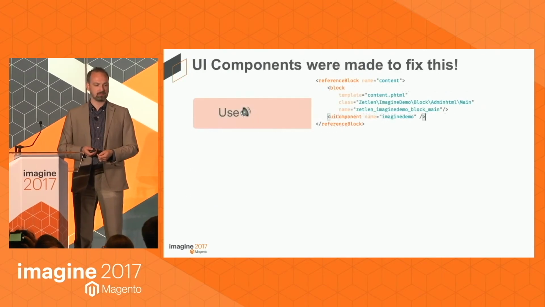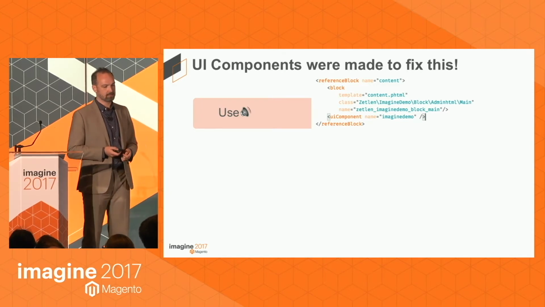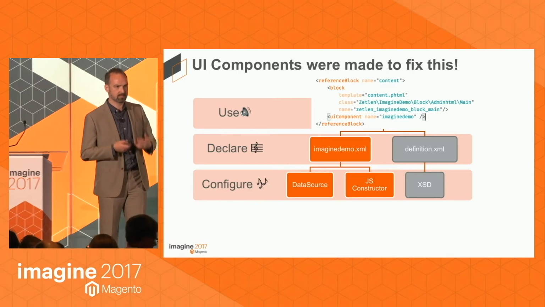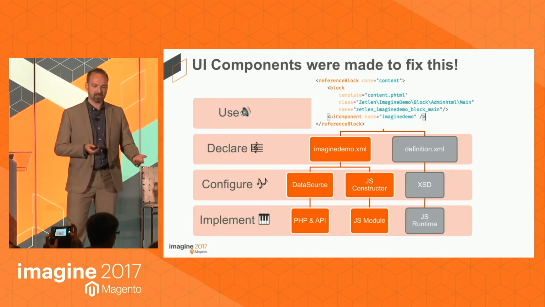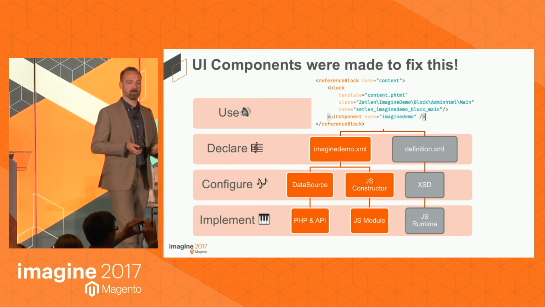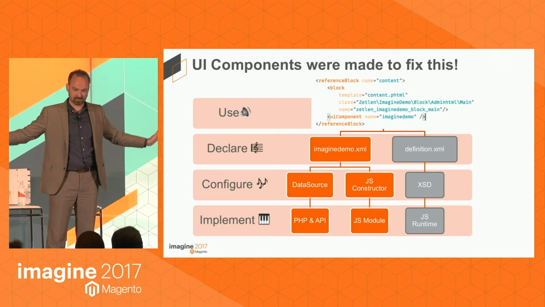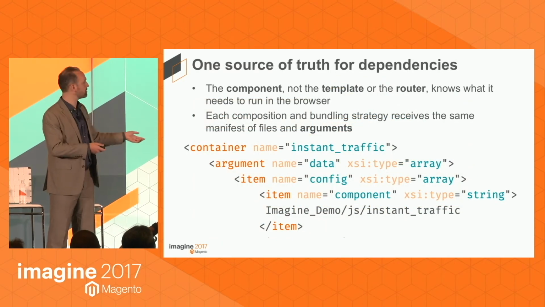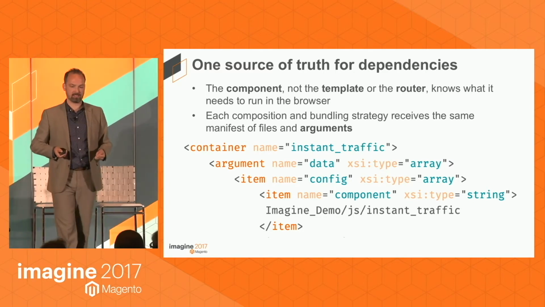Yeah. UI components are made to fix this. And now we're back to the arranger and the conductor and the players and that lovely simple usage. You just need these extra declaration files and configuration files to describe those dependencies that earlier and, I'm just going to say it, worse systems left implicit. So there's one source of truth for dependencies. The component is the thing that really ought to know what it needs to survive.